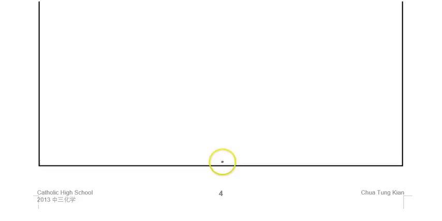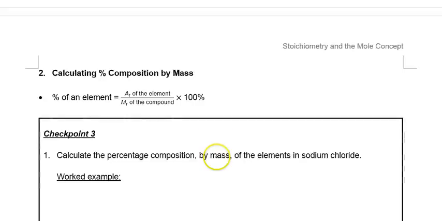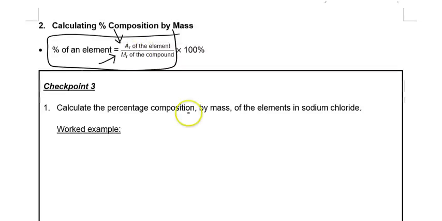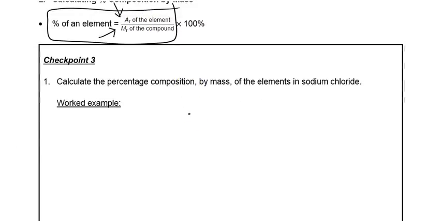Okay, the next part of this topic involves calculating the percentage composition by mass. So this is the equation for calculating by mass. You notice that I use the AR of the element divided by the MR of the compound. So let's explore this equation through some simple worked examples here. So first of all, we have sodium chloride over here. So let's calculate the percentage composition by mass of the elements in sodium chloride.